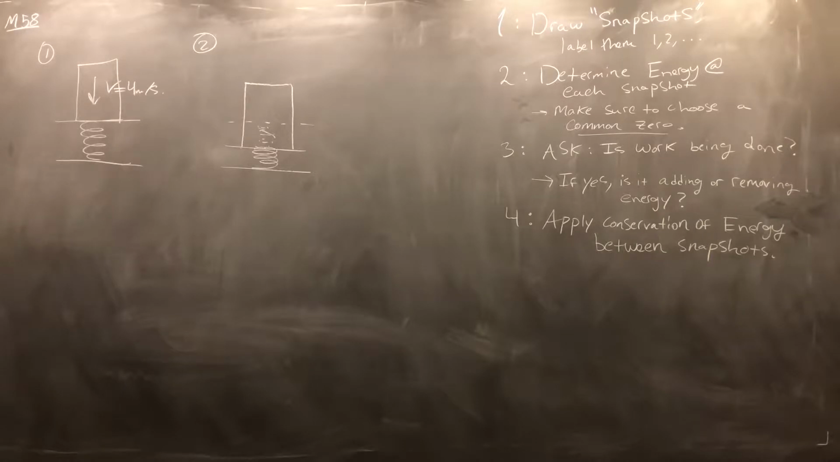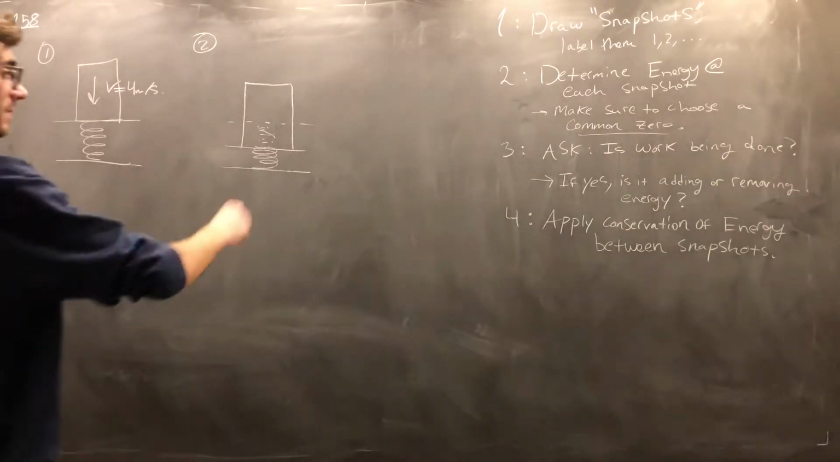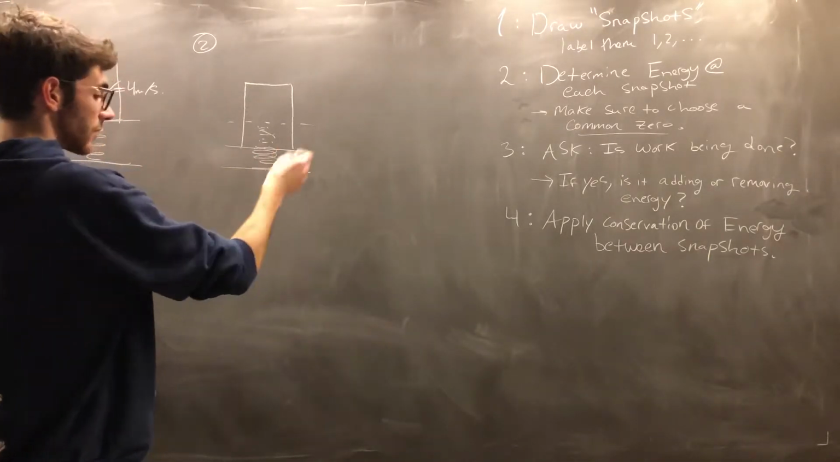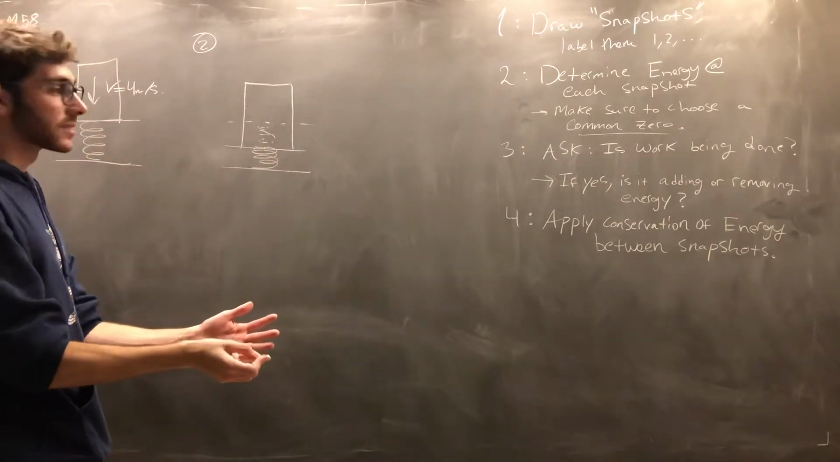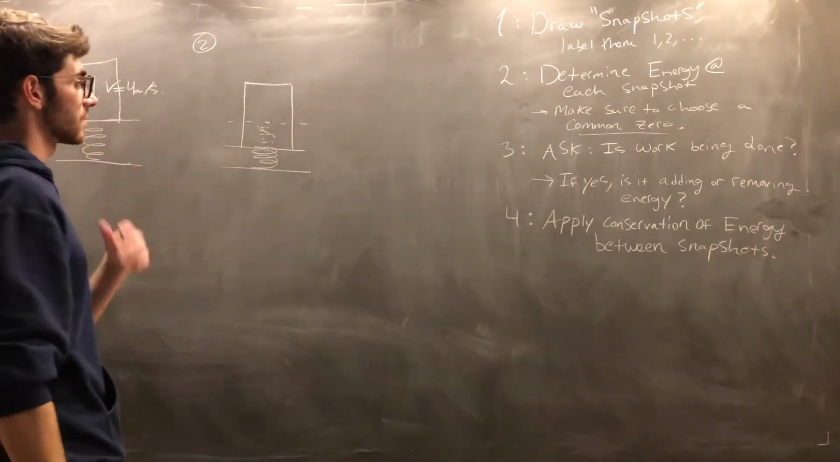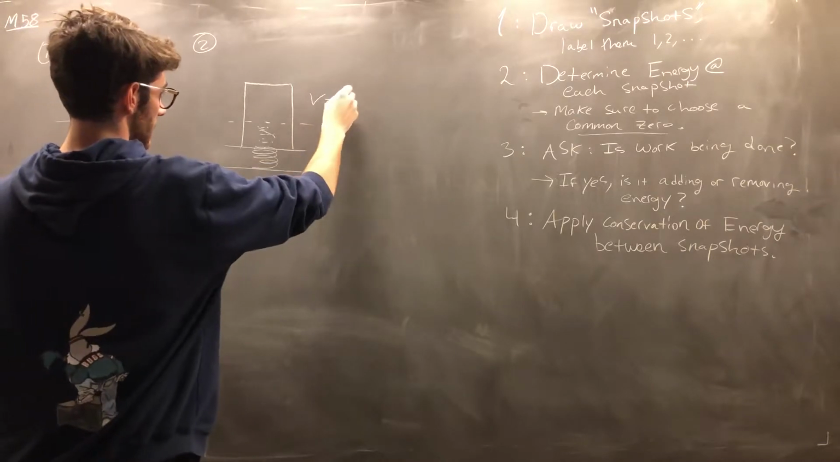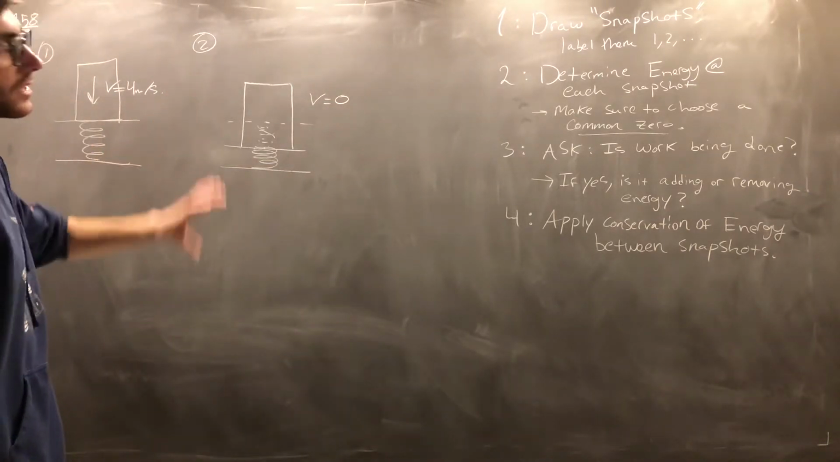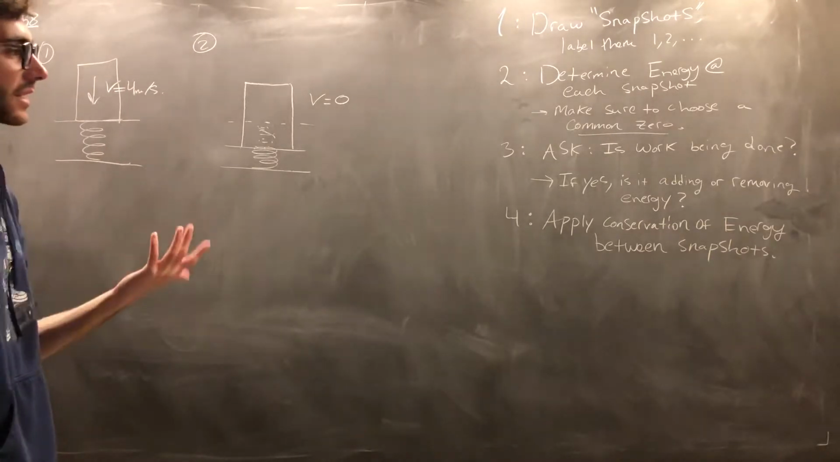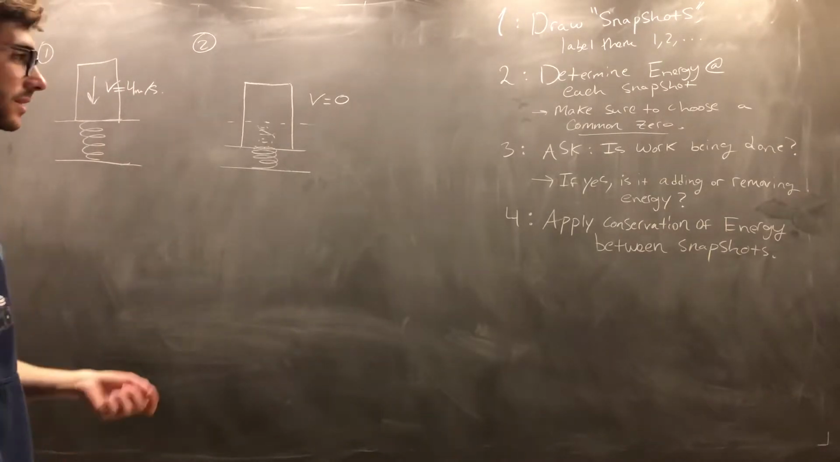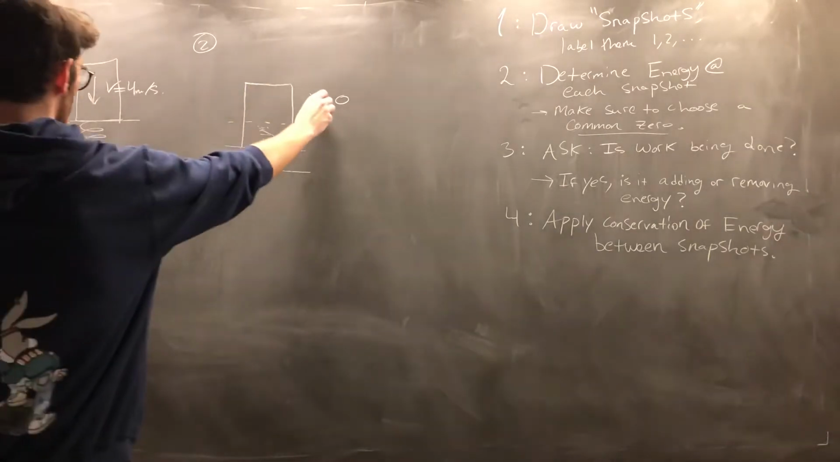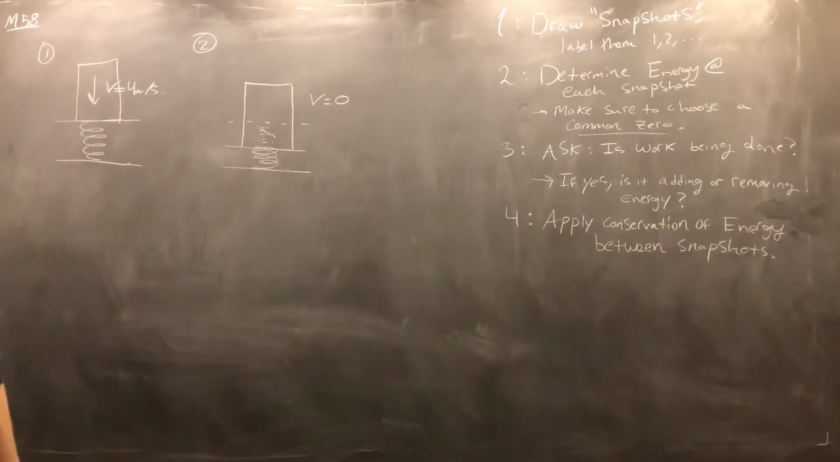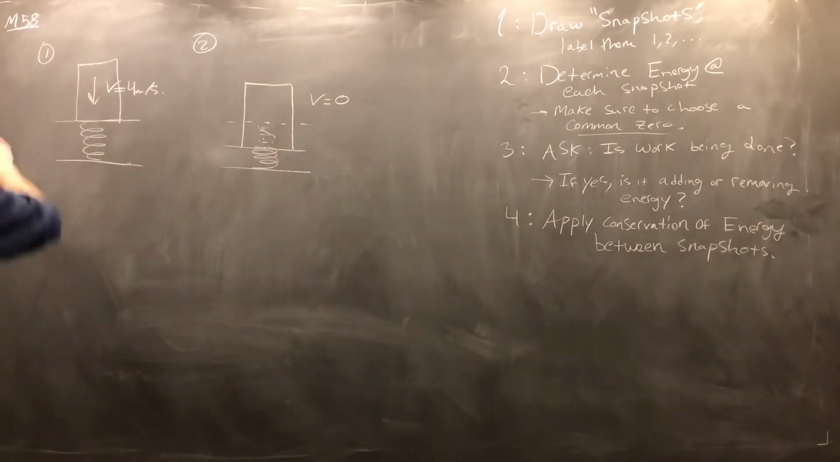So yeah, that's 2. And we know also here, because we want to know the maximum amount it compresses, we can safely assume that at this point the velocity is going to be 0, because if the velocity wasn't 0, then it would continue to compress the spring, and therefore we wouldn't be interested in it at that point. So we can take v to be 0 here. And that's step 1.